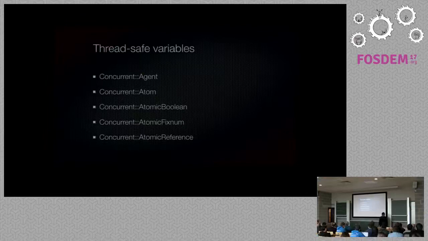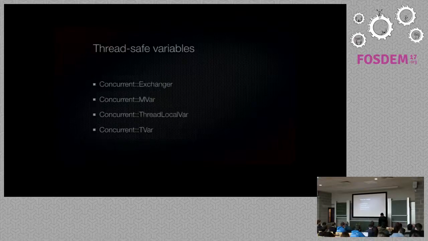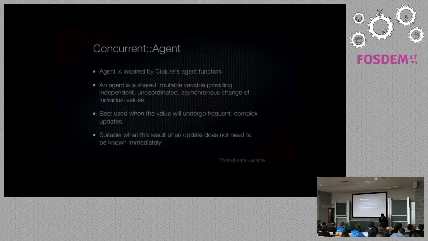So thread safe variables: we have concurrent agent, concurrent atom, concurrent atomic boolean, concurrent atomic fixnum, concurrent atomic reference. Also we have concurrent exchanger, MVar, thread local var, TVar. So agent is inspired by Clojure's agent function. Agent is a shared mutable variable providing independent, uncoordinated, asynchronous change of individual values. Best used when the value will undergo frequent complex updates. Suitable when the result of an update does not need to be known immediately. Agent action dispatches are made using the various send methods.